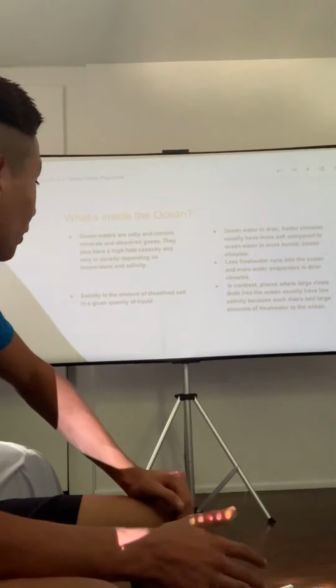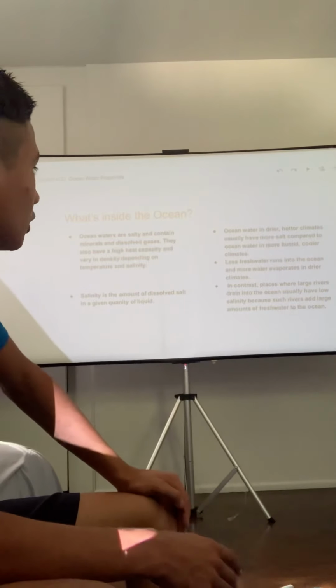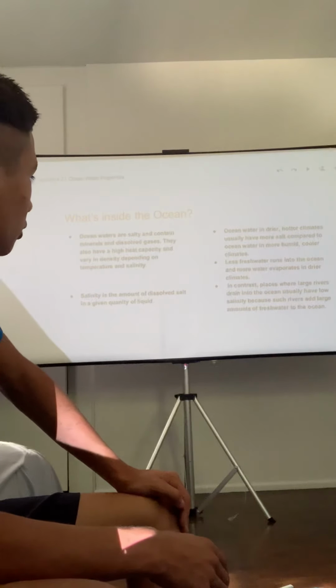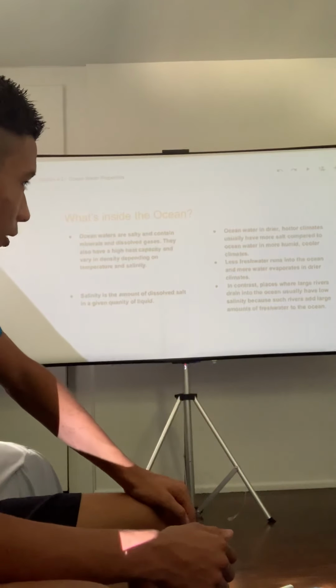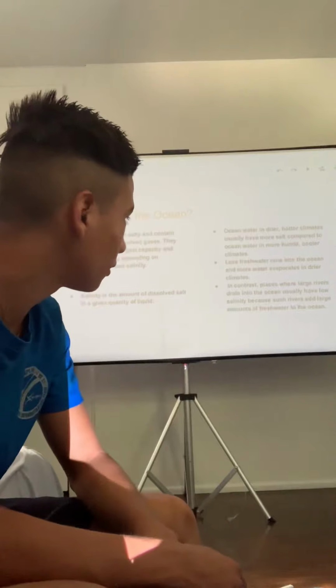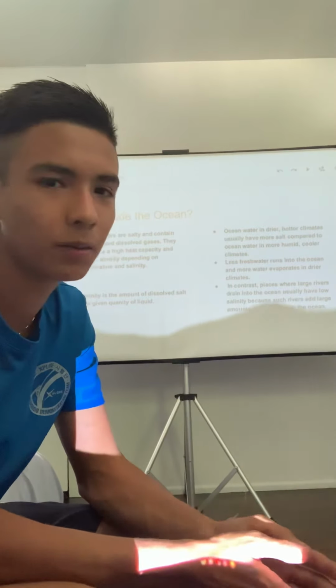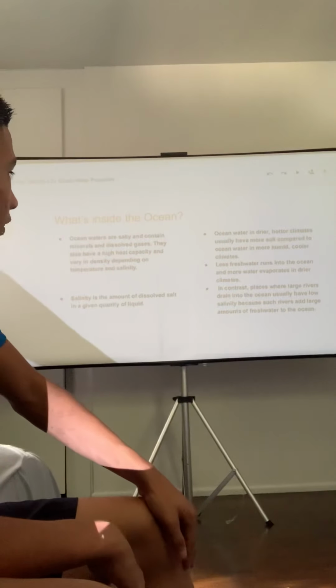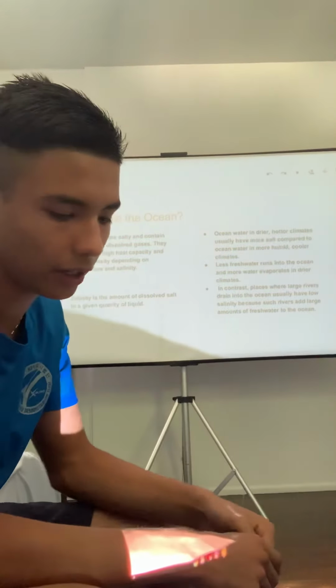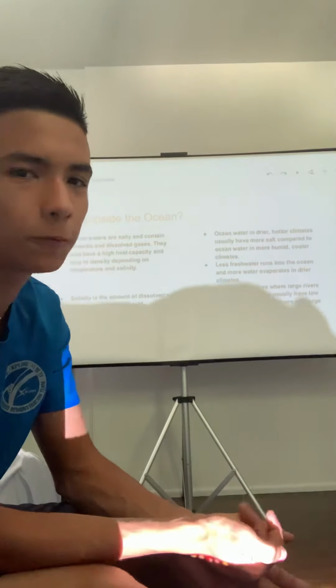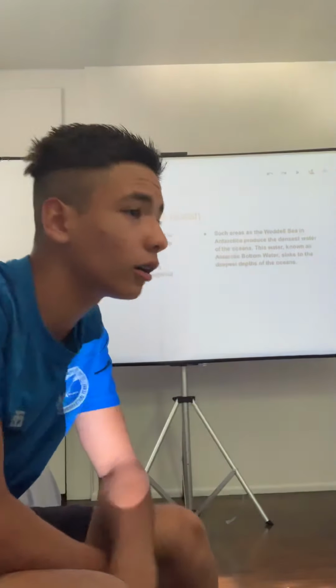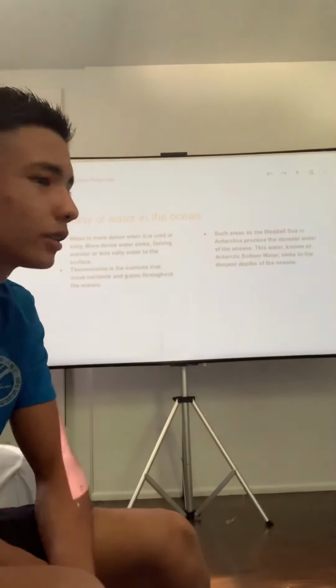For the fifth bullet point, I'm going to be talking about how places where large rivers drain into the ocean usually have low salinity, because such rivers add large amounts of fresh water to the ocean. So what this is talking about is how bigger places like the oceans have a large source of water, and that water is going to come down and provide some things to the ocean, and that's where you're getting all the components.